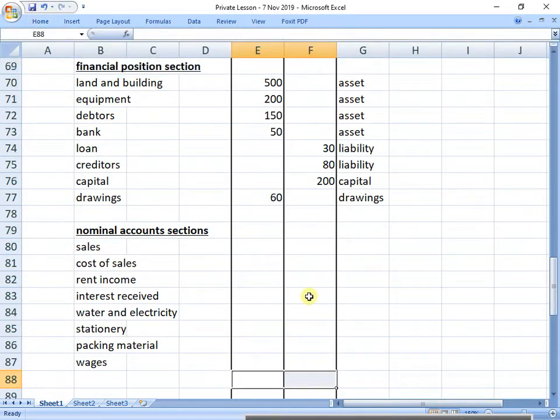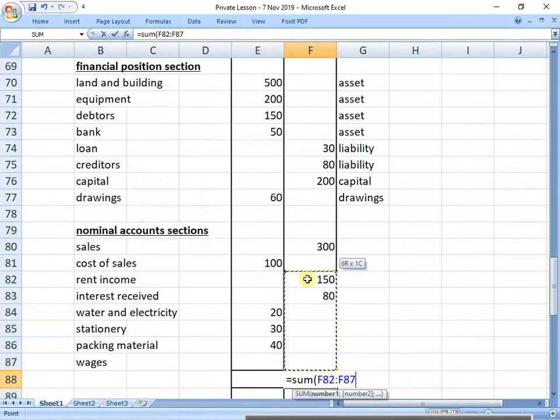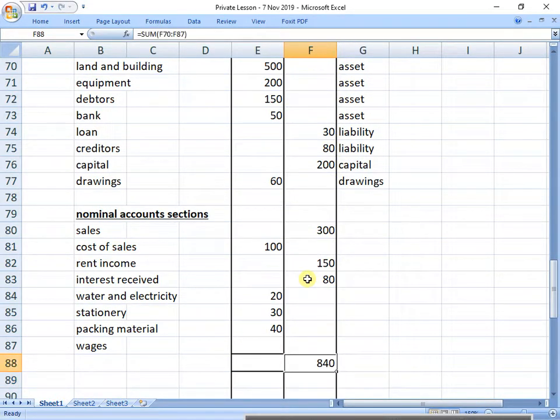I need to put some figures here and I need to make them tie up. So, the sales, let's make that 300. The cost of sales, let's make that 100. The rent income, 150. Interest received, 80. Water and electricity, 20. Stationery, 30. Packing material, 40. I need to just total all of this up just to make sure it works out. Debits and credits have to add up.